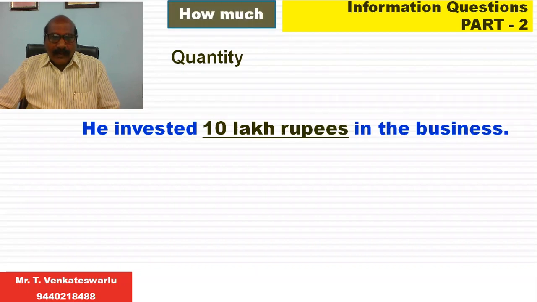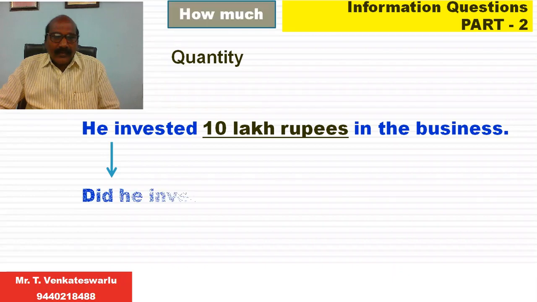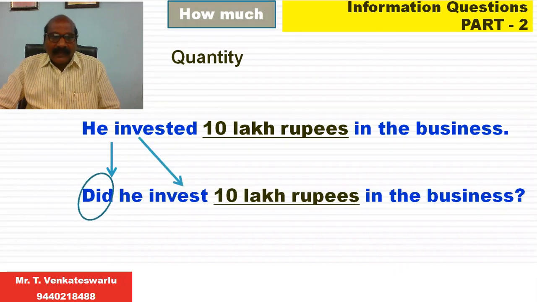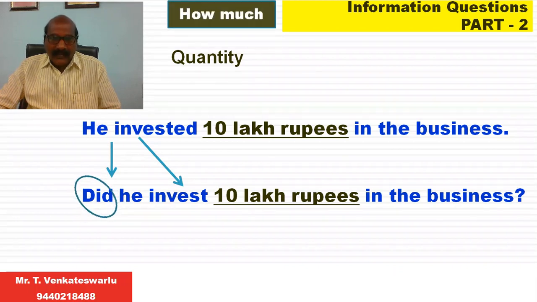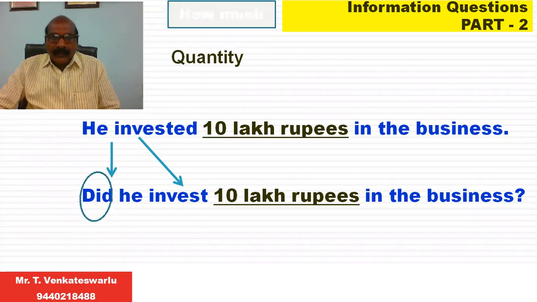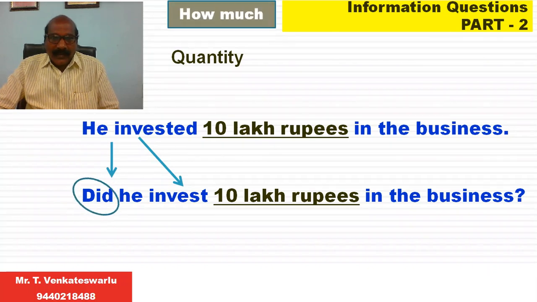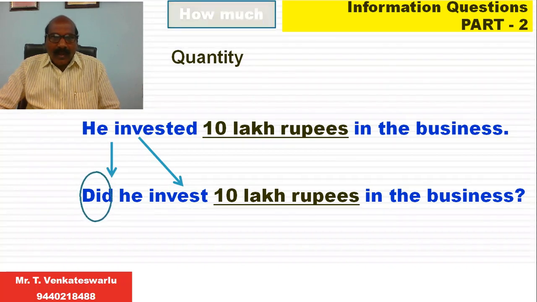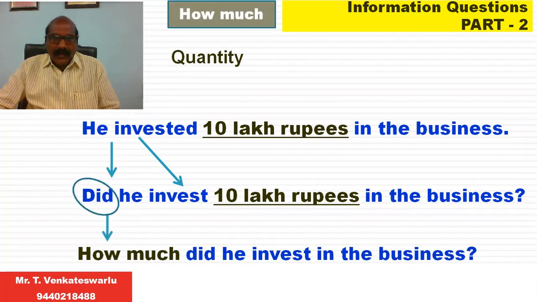He invested 10 lakh rupees in the business. And this is the statement, and the verb in the given sentence is in the past tense. When you find the verb in simple past tense, we have to use did at the beginning to change it into a yes or no type question. And the verb in simple past tense becomes simple present tense. Did he invest 10 lakh rupees in the business? This is the yes or no type question. And the underlined part, 10 lakh rupees, refers to some quantity. So we have to use how much at the beginning to frame the information question. How much did he invest in the business? And naturally, the underlined part is deleted.